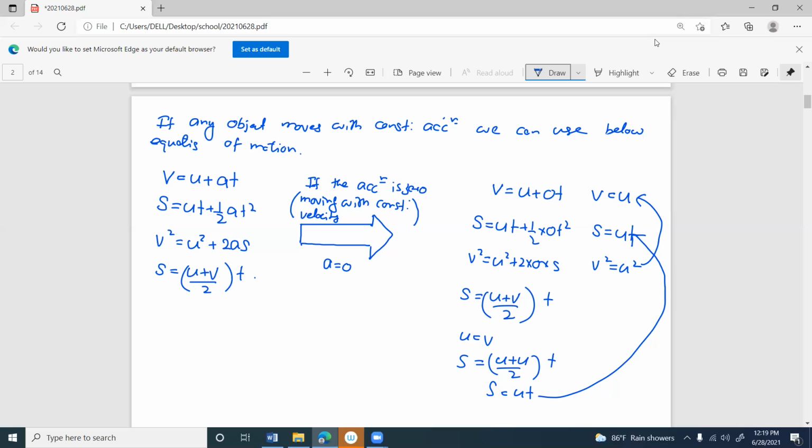Right? Okay. Sir, that last equation, s equals (u plus v) over 2 times t, how did you get s equals ut? Yeah, look at this. u is equal to v, no? u becomes v, therefore u plus u. u plus u is 2u. 2u divided by 2 is how much? Okay, sir. ut, no? Same thing as this. Right?